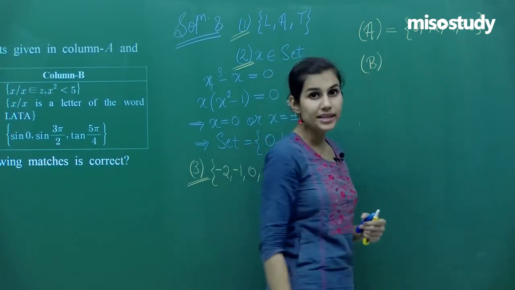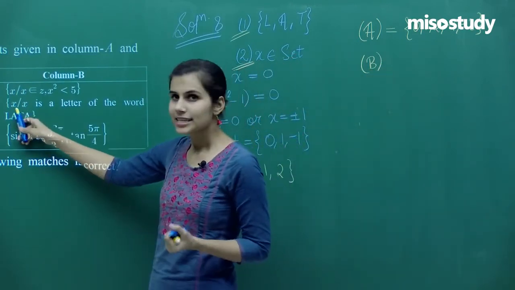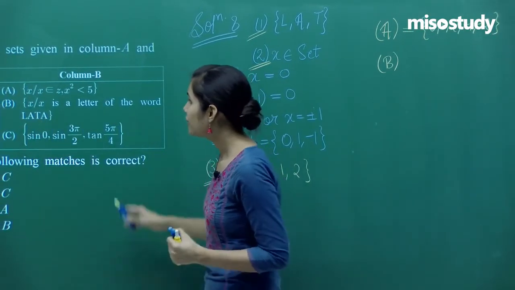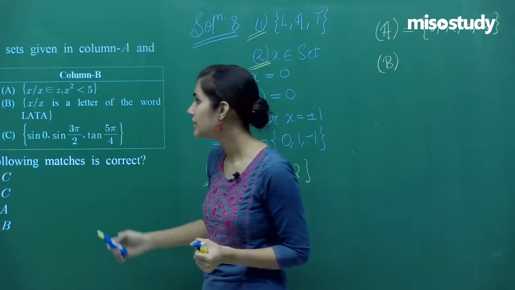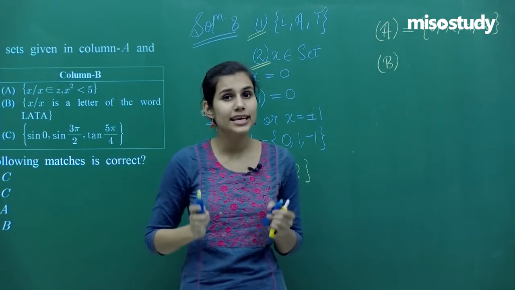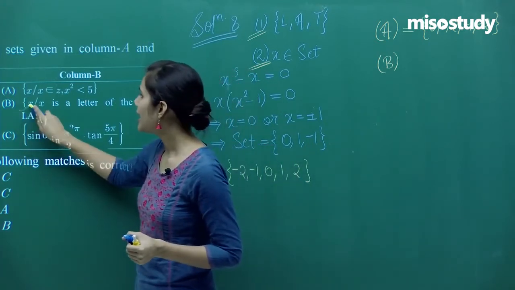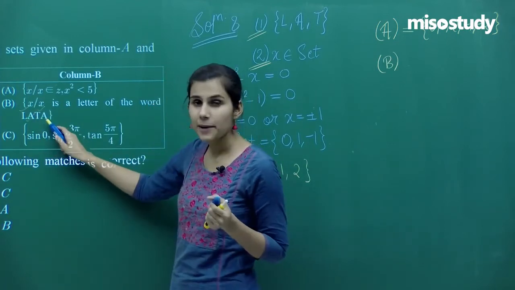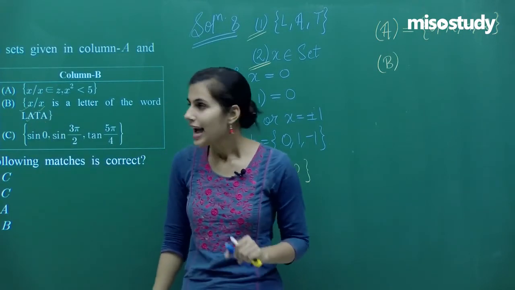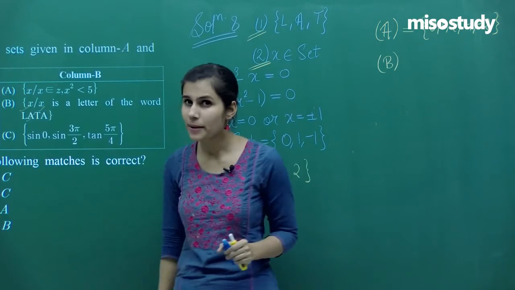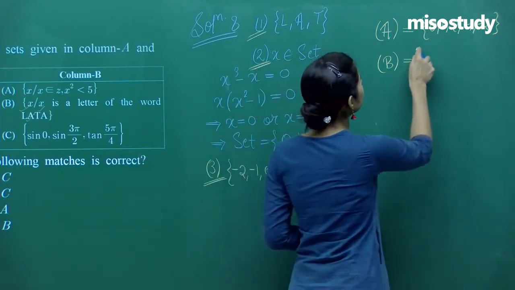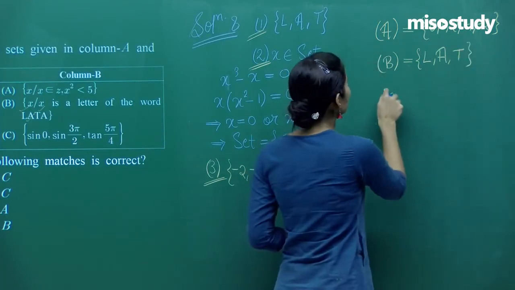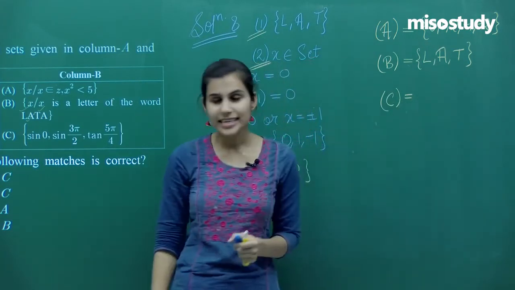Let's see what set B is. B is all those x such that x is a letter of the word L-A-T-A, Lata. Basically, if you want to find out the set, you have to collect the distinct members in this word. Distinct members are L, A and T. I am not ticking another A because I have already taken one. And therefore, collection of all the distinct members of the word Lata come out to be L, A and T.